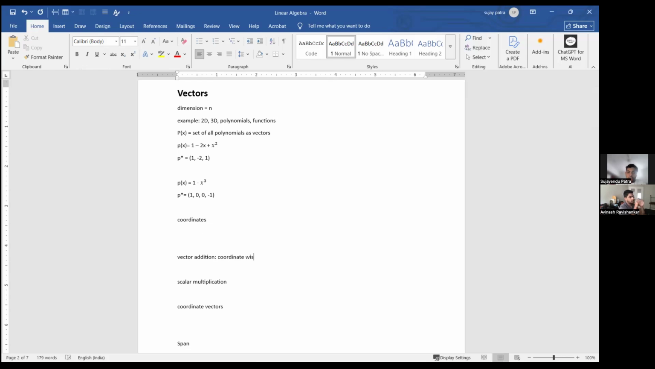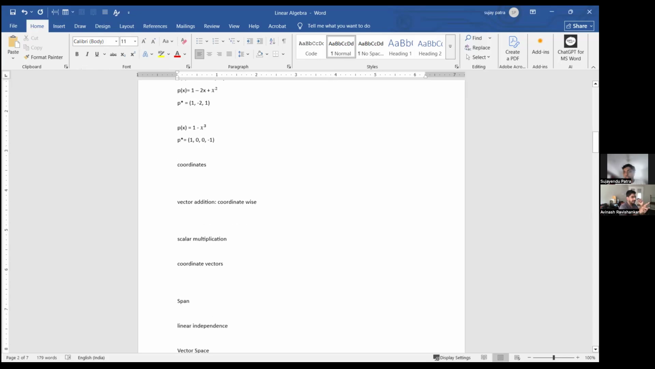So just add the first coordinate, add the second coordinate, and so on. And then you have also something called scalar multiplication, which is like you can do c times a vector, which will be cv1, cv2, up to cvn. So you multiply all the coordinates by the same constant. And this constant c is called a scalar because it is not a vector.